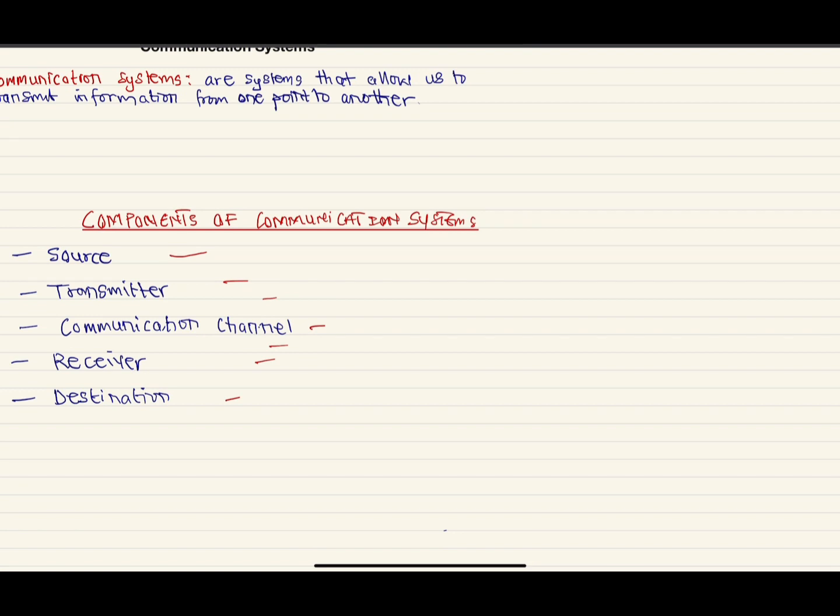In communication systems, the source is the device that actually generates the information to be transmitted. For instance, when we have a telephone or a smartphone, we consider it as a source of voice signal, and a television camera is also a source of video signal. That's what we call a source. So in a communication system, before you proceed with anything, you need a source.